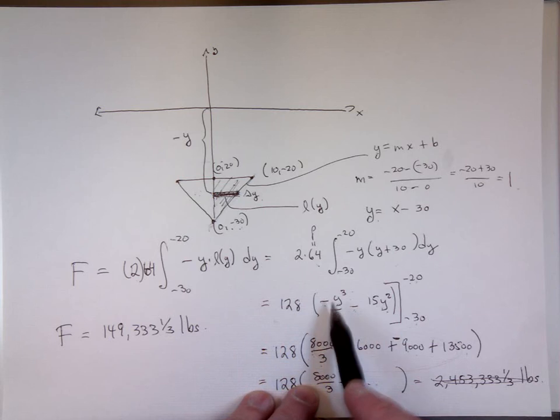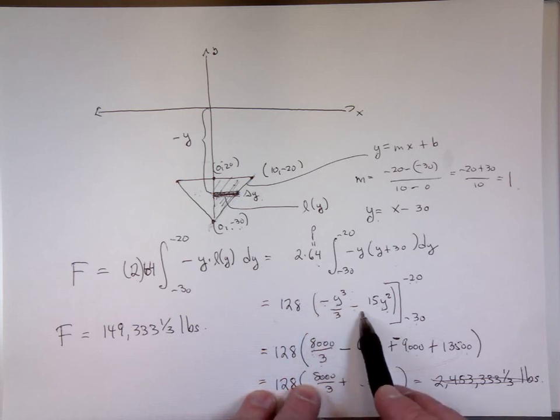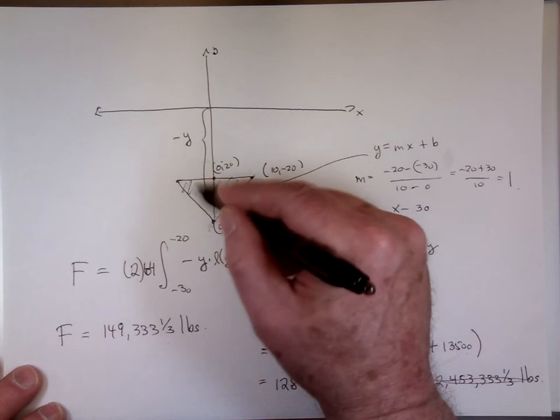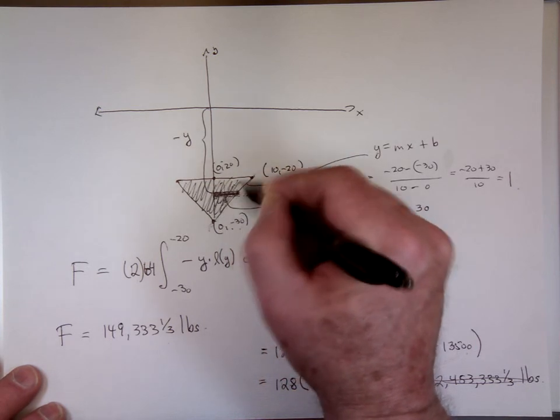So is that coming from both sides? Yes. This is the total force on this triangular door. That's the door from one tank to the other. It's 150,000 pounds of pressure.